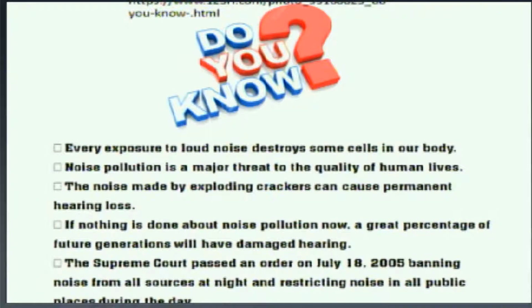It's very difficult. And if nothing is done about noise pollution, a great percentage of future generation will have damaged hearing. And the Supreme Court passed an order on July 18, 2005, banning noise from all sources at night and restricting noise in all public places during the day. So dear children, we take a break here. We will move to the second part after the break. Till then, wait.